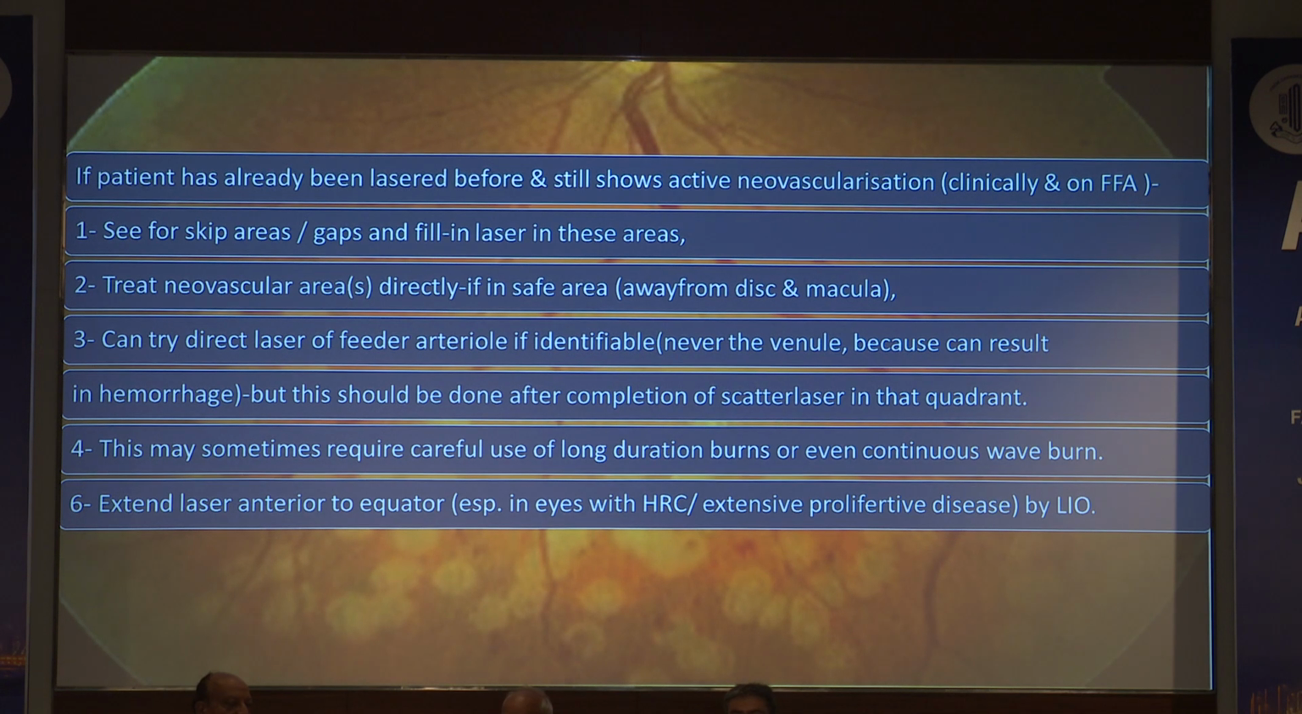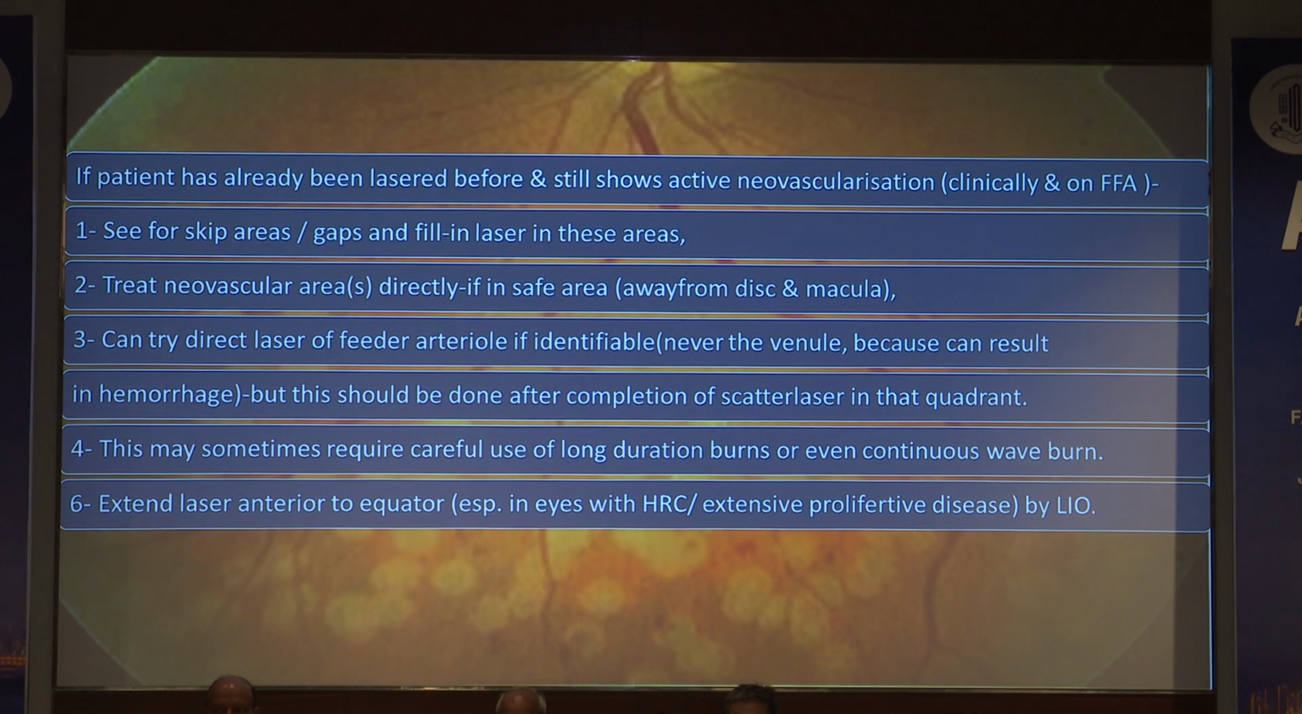Next, please. If the patient has already been lasered, there are a few points Dr. Manish and Dr. Kamalji have already mentioned; you should be very careful. If it shows active neovascularization, you must look for skip areas. That is very important. The neovascularization is not regressing because the hypoxic retina is still hypoxic; you could not make it anoxic so that the neovascularization subsides. Treat the neovascular area directly, you can try direct lasers, but be very careful that venules are not affected. Extend the laser anterior to the equator.